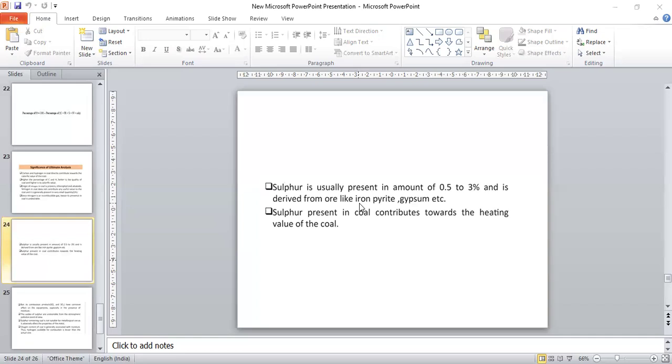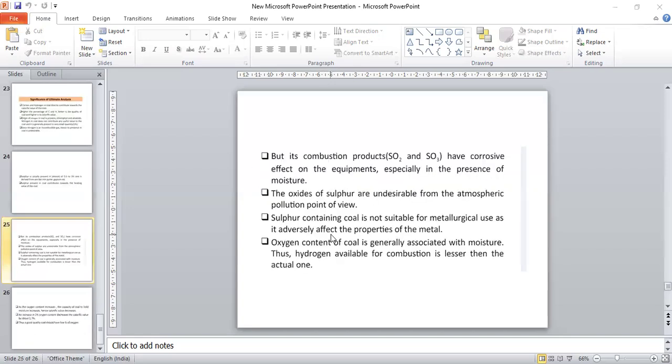During metallurgical operations, sulfur is introduced into the molten metal, causing disadvantages to the metal. For example, sulfur content in cast iron causes brittleness and red short conditions. Hence, sulfur content in coal is the least desirable one. Sulfur present in coal contributes towards the heating value of the coal. Its combustion products, sulfur dioxide and sulfur trioxide, have a corrosive effect on the equipment, especially in the presence of moisture.